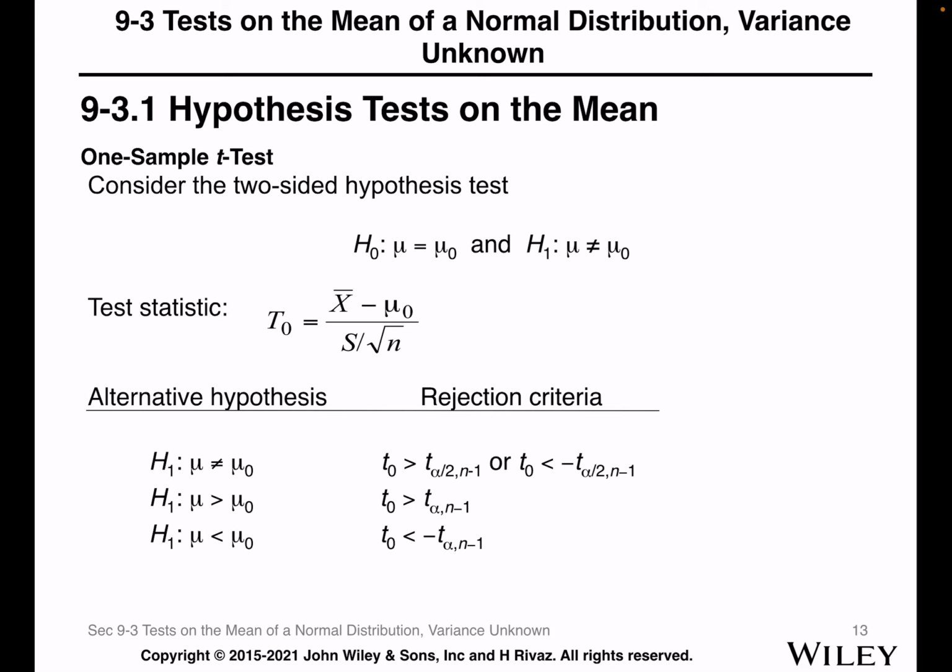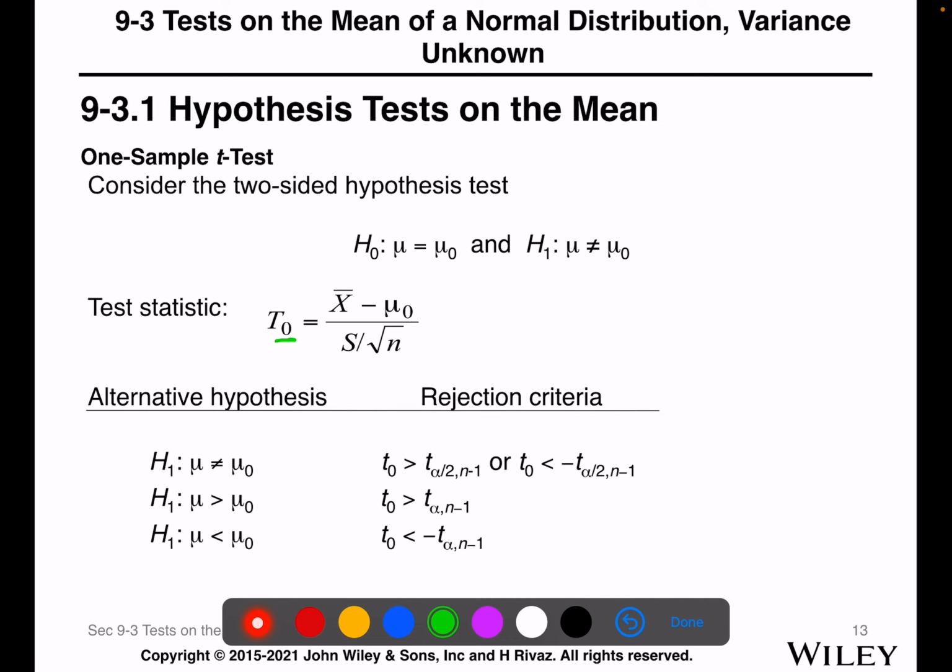So the test statistic that we compute is t, right? And the equation is exactly the same as the equation for the confidence interval, right? And then the rest is quite similar to the previous case for the z distribution.